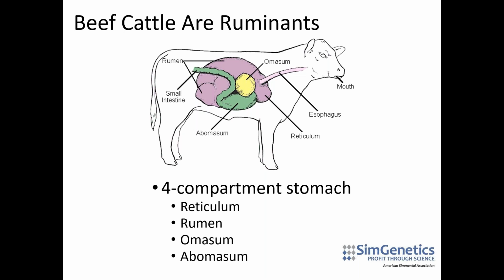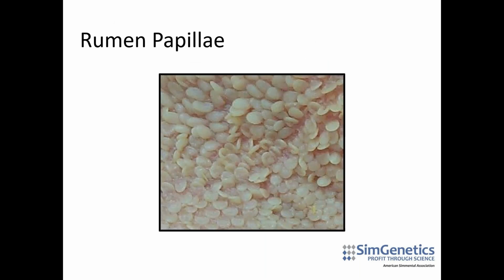So again, the four compartments of the ruminant stomach are the reticulum, the rumen, the omasum, and the abomasum. And so I'll show you a little bit about each compartment.